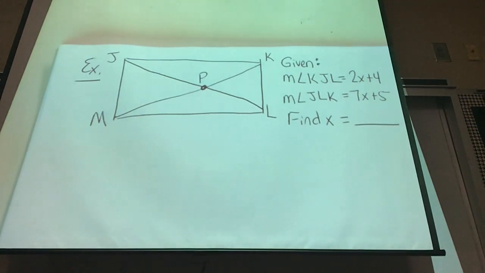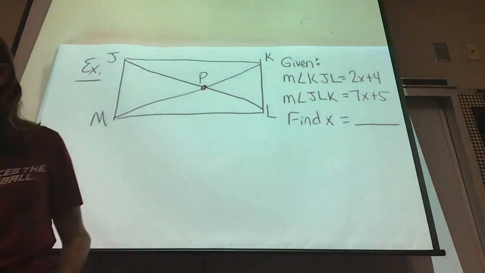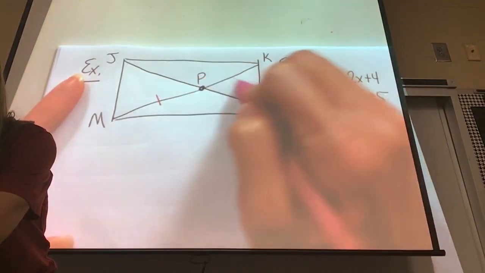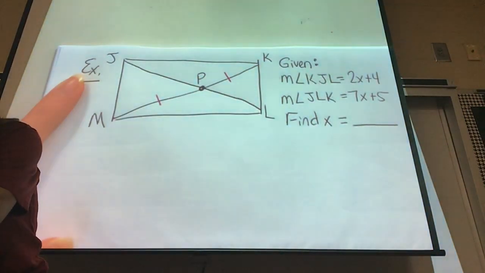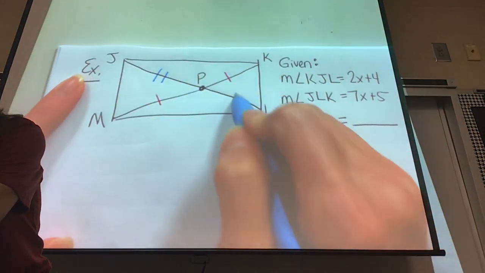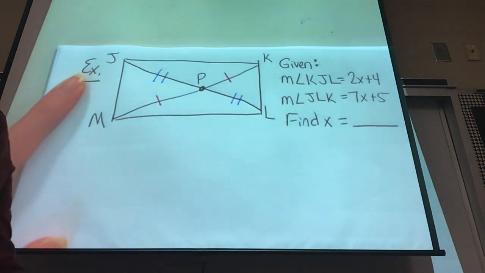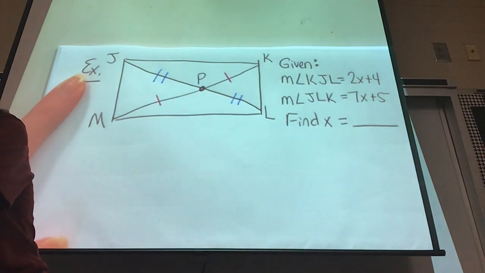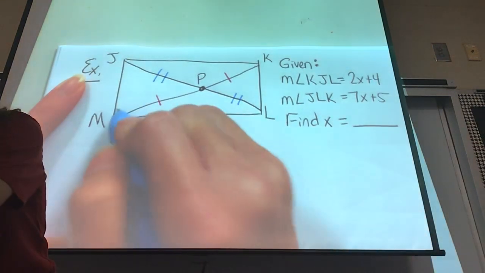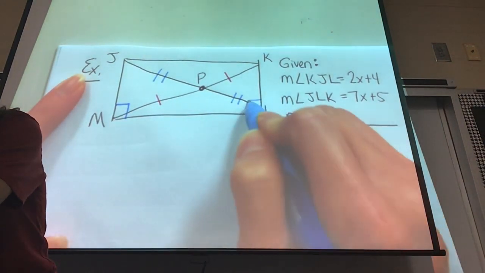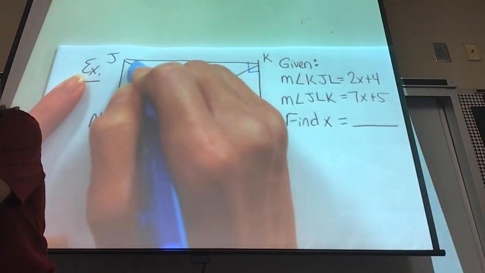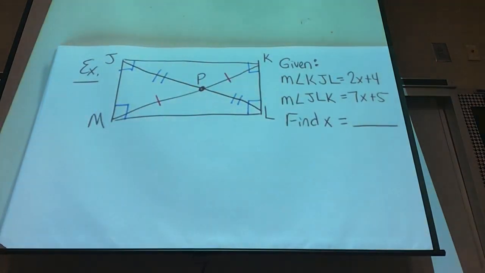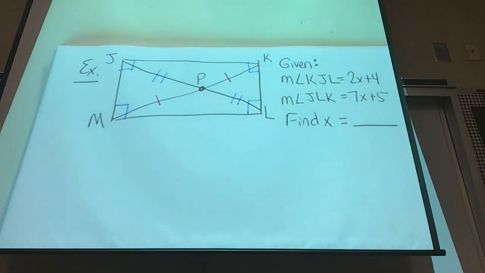So we can go ahead and mark what we know. What do we know again about our rectangle? I know this is congruent to this, and I know this is congruent to this. What do I know about my angles? I know that they're all right angles. Okay, so I know that much right now.